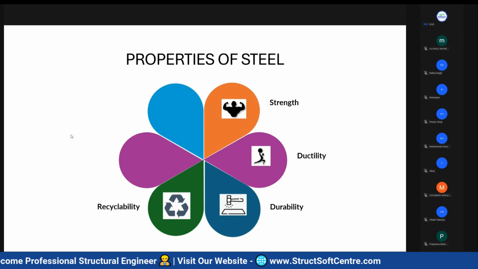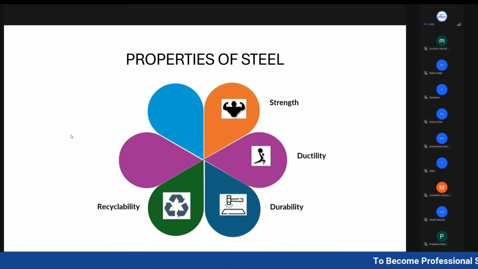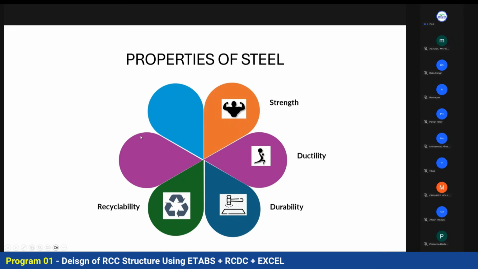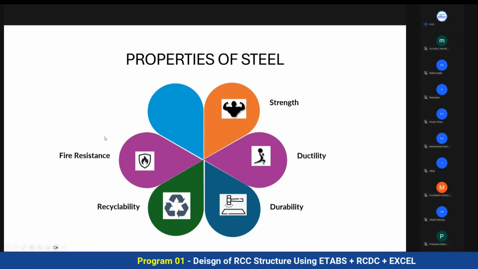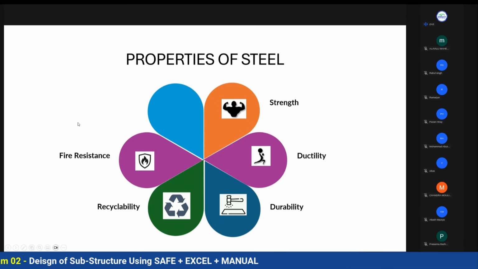Recyclability. Steel is a material which you can use during its lifespan, and after its lifespan is completed, you can just melt it and convert it into another form of steel. So steel is a recyclable material. This is one more advantage of steel. Then fire resistance. In general, steel is not a fire resistant material, but when you apply certain coating over it, it becomes fire resistant. That means when a coating is applied over it, it can withstand fire at a great level. So this is another advantage of steel.